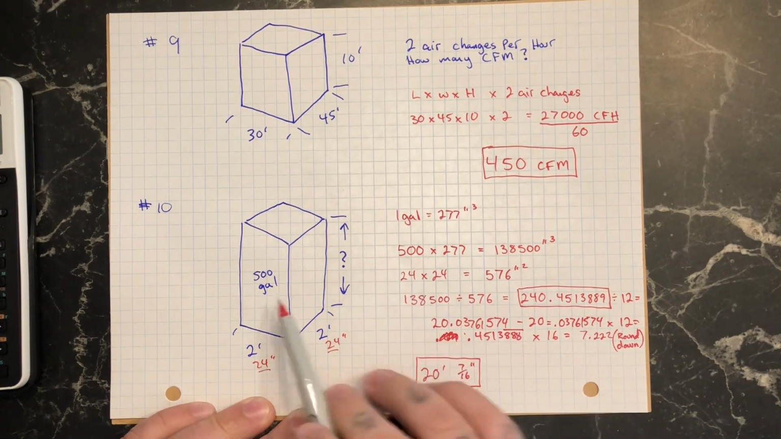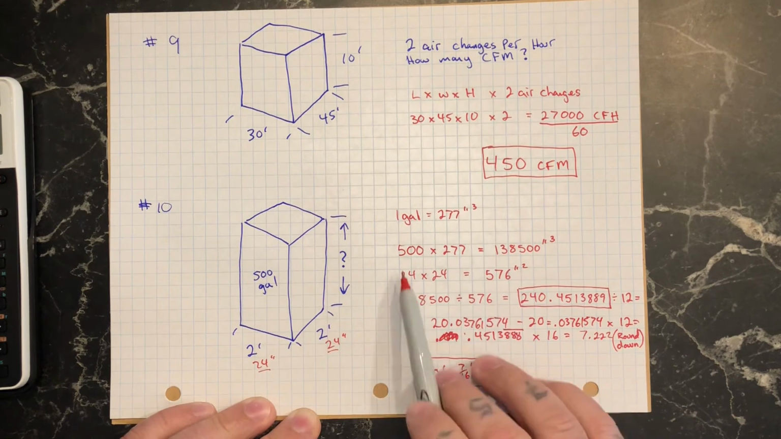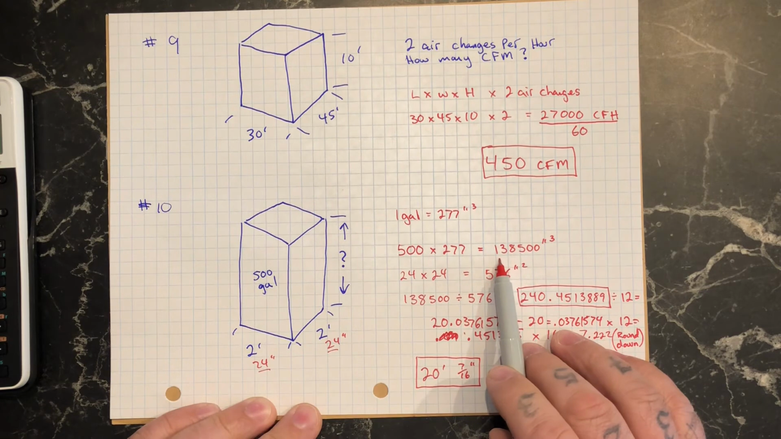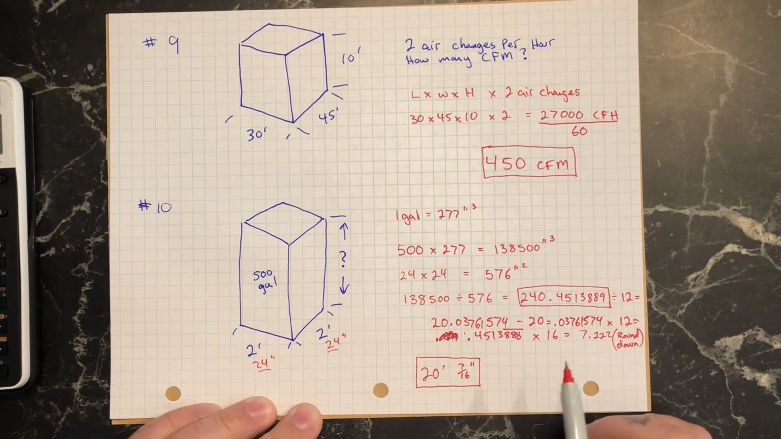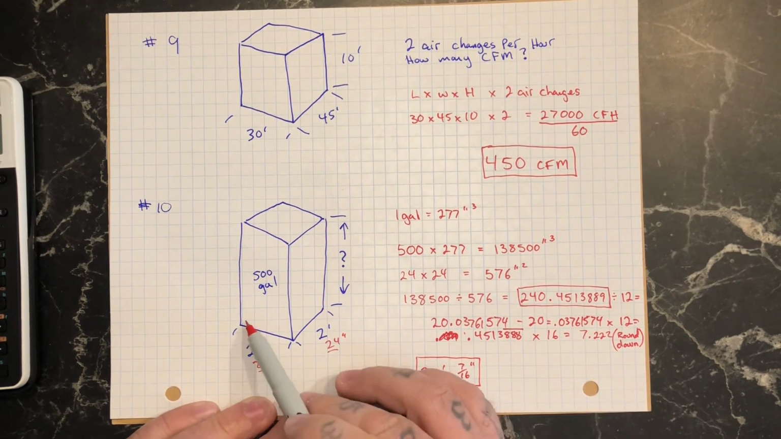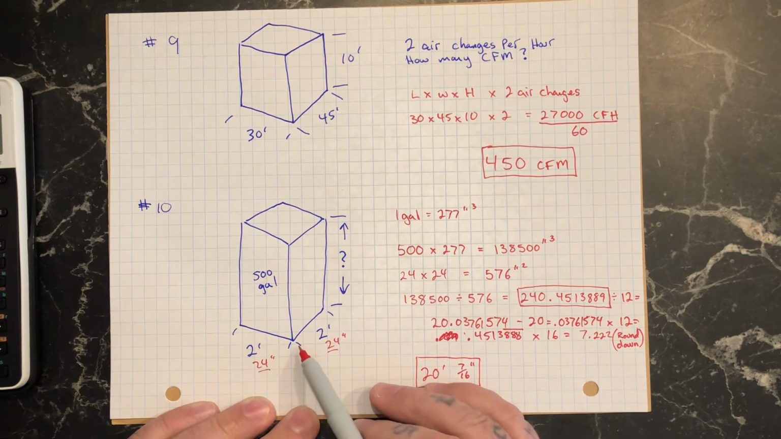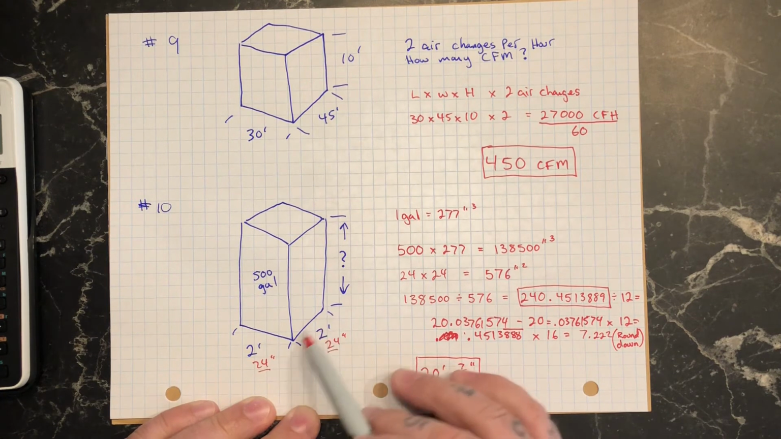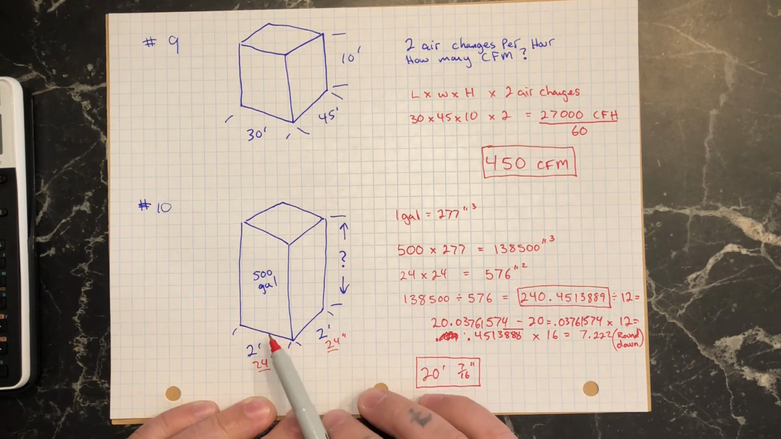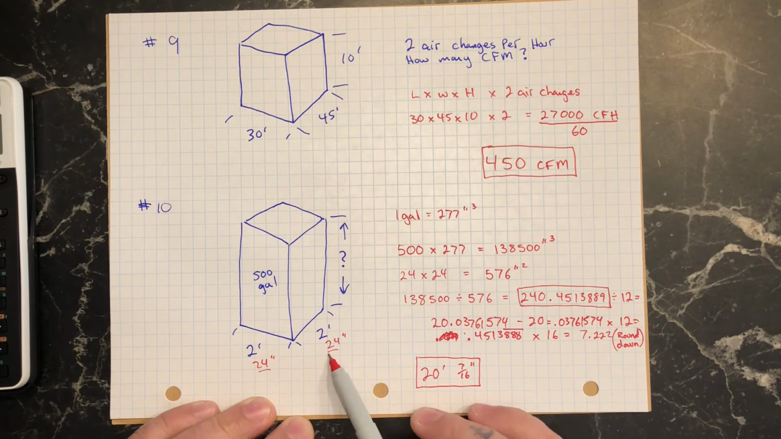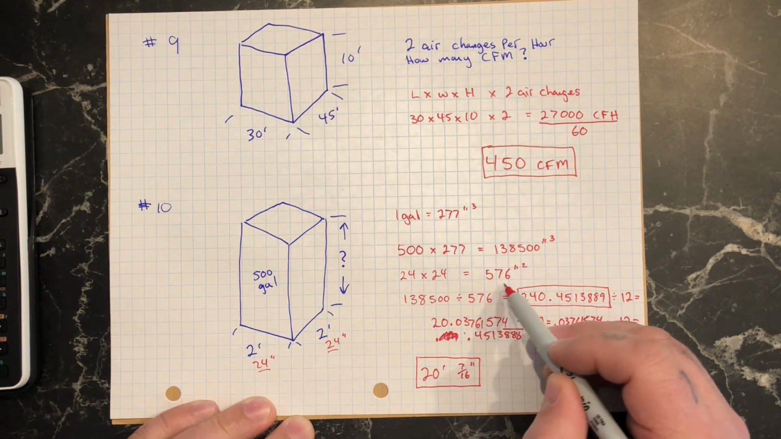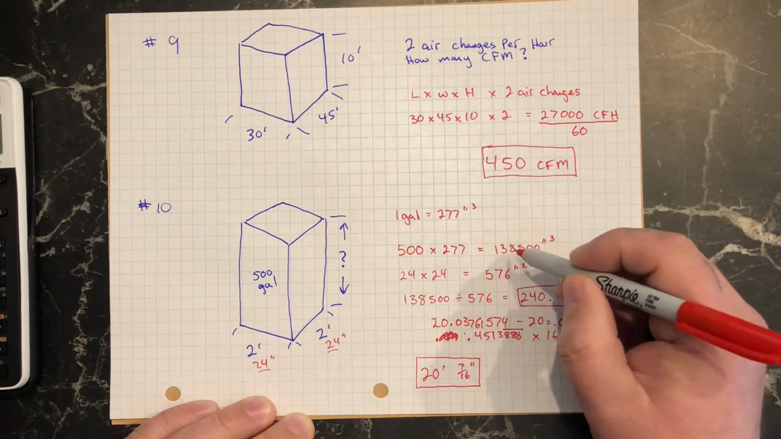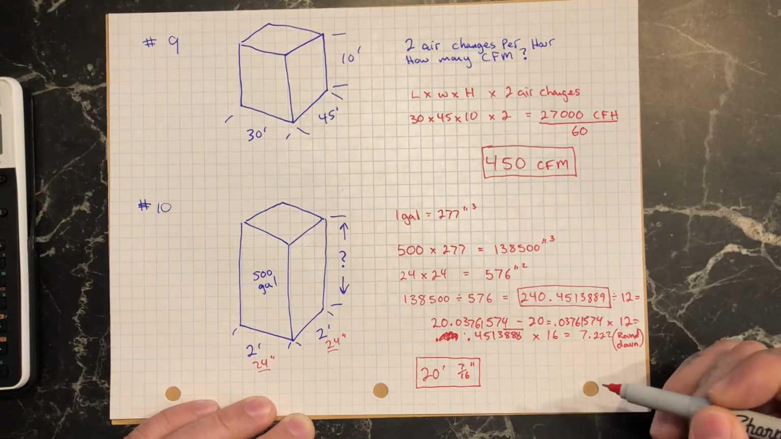So first thing I'm going to do is change the gallons into cubic inches. So 500 times 277 gives me 138,500 cubic inches. Next thing I'm going to do, because it's going to be length times width times height that gives me the volume, I'm just going to do the length times width part. So 2 foot or 24 inches times 24 inches gives me the 576 square inches. Now I'm just going to take this and divide it by that.